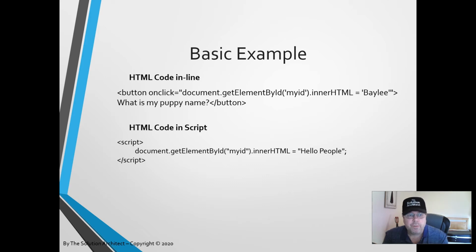The first one is a button, and you execute the function for inner HTML. You set the value of inner HTML for that specific element ID. You set it to Bailey, and we'll go into that and I'll show you. You can also have JavaScript inside a script area, a script block, and you can put that anywhere within your web pages. And this is doing exactly the same thing. It's just doing it inside a script block.